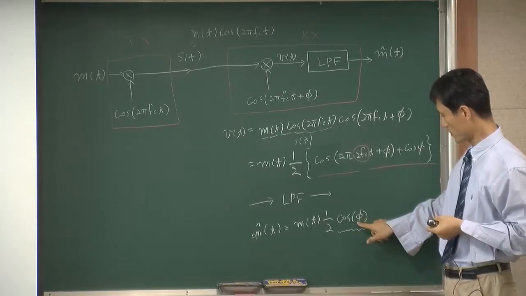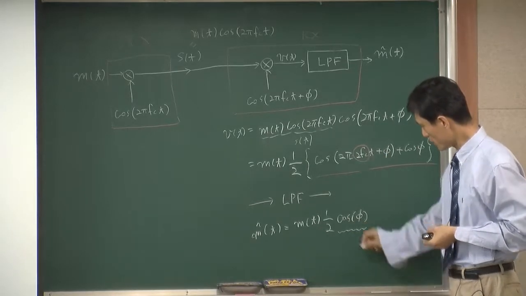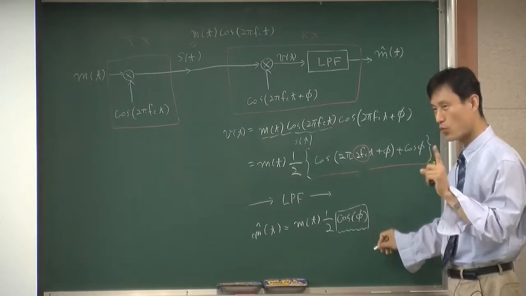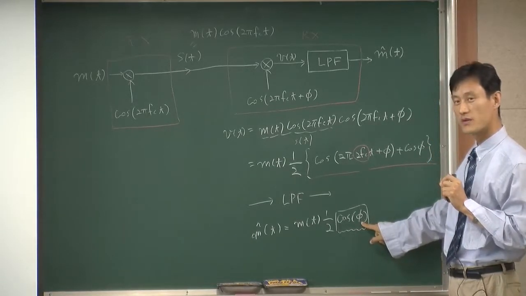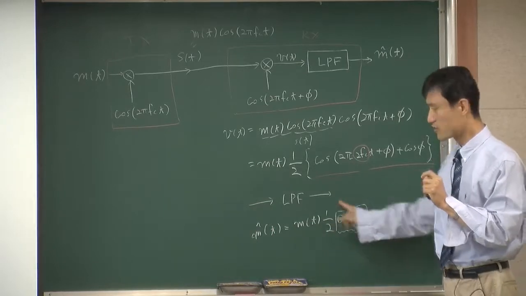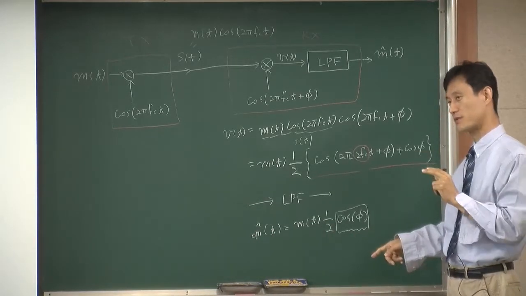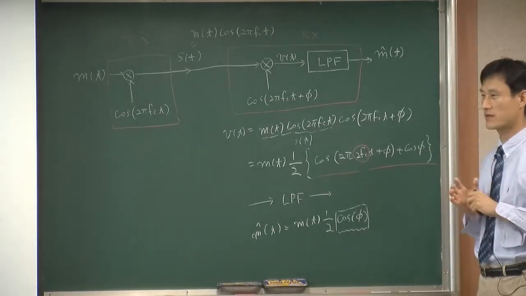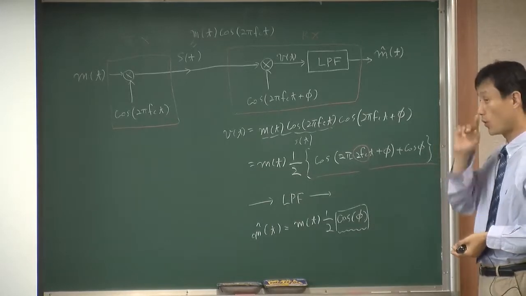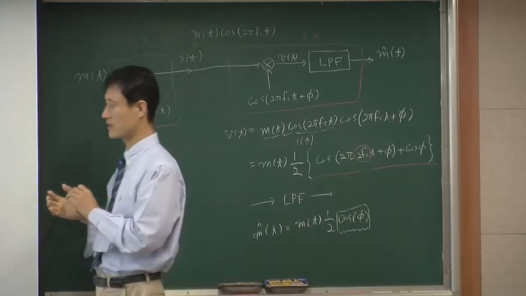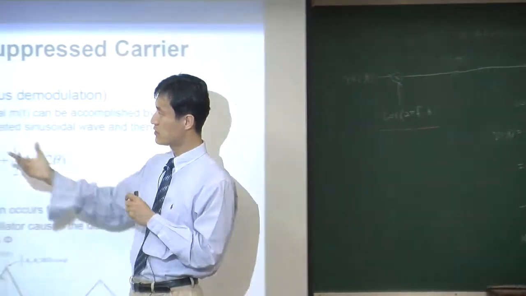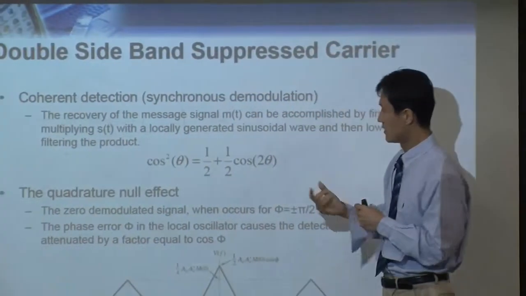Okay, this cosine has the maximum value of 1, right? When phi equals 0. So when phi equals 0, you're going to get the maximum output. And that's what we want, right? We want to get the maximum output only when you have the same phase at both sides. So that's what we want. That's why we say coherent detection.